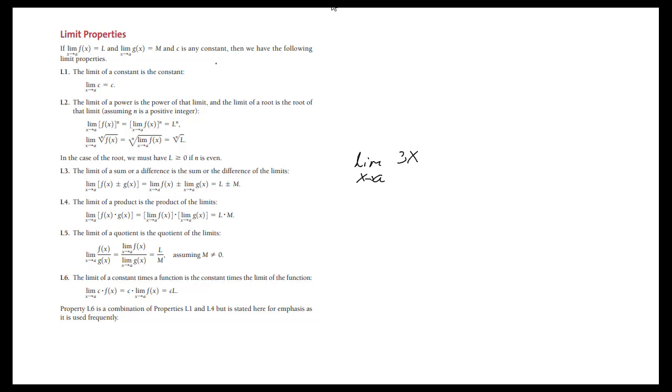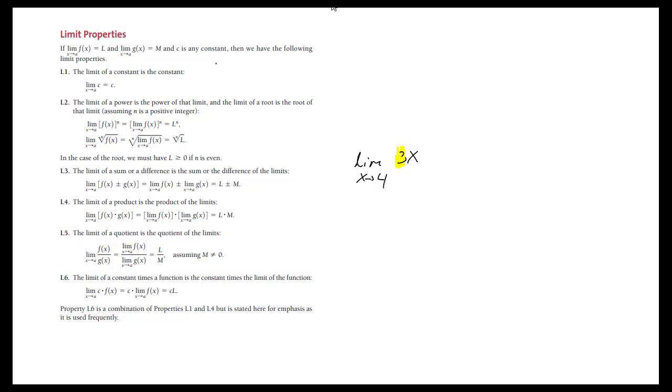Now the last property. The limit of a constant times a function is the constant times the limit of the function. Let's see. The limit when x approaches a of c times f of x is equal to c times the limit of f of x. Okay, we need to identify which one is the constant and which one is the function. In this case, we have the limit when x approaches a of 3x. Let's say the value of a is 4.